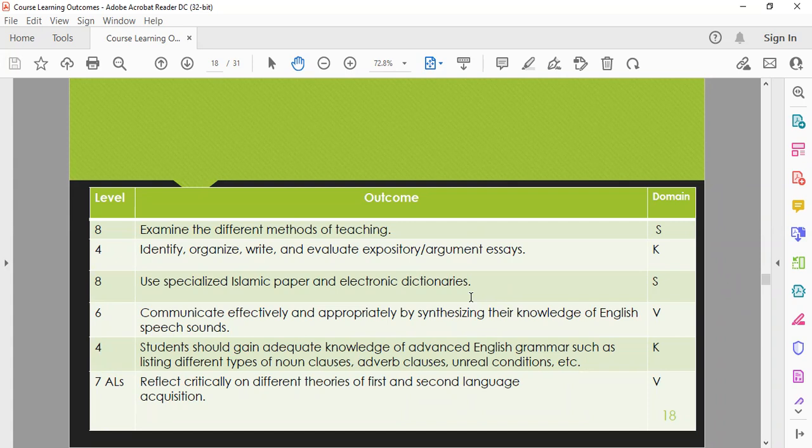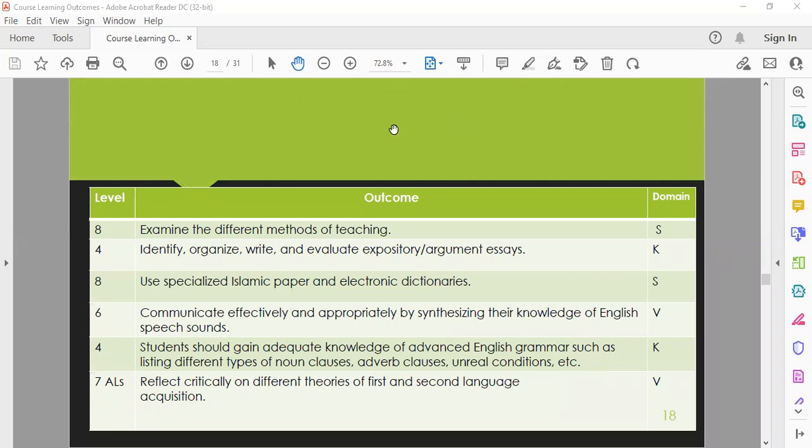It's from a level 8 course. It says, examine the different methods of teaching. Your comment on this outcome, please. Dr. Munassar, you might, if you want, please, and I will be happy if you can manage. Participant, please. We can just have one answer for each one.